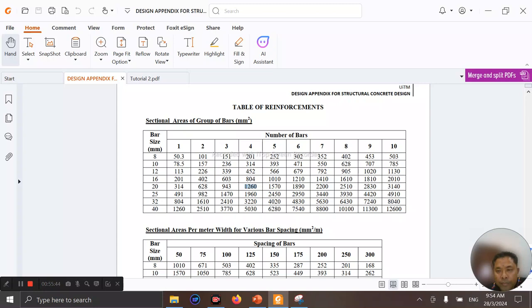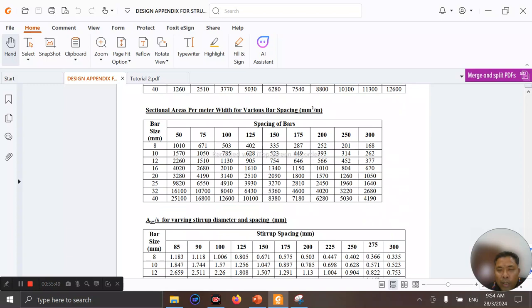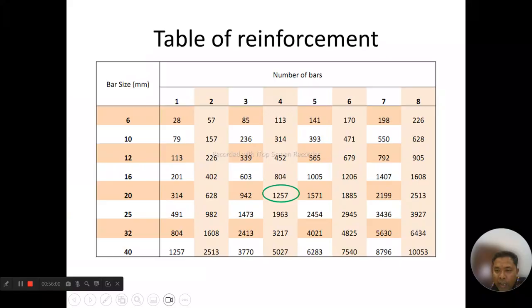So table kedua ni bukan sekarang nak pakai. When you design slab element, barulah you nak pakai table kedua ini. So buat masa ni you faham yang table pertama, dalam Eurocode, that is the table talking about. So sini maksudnya dia nak pakai 4 batang besi dengan diameter 20. So luas dia 1257.